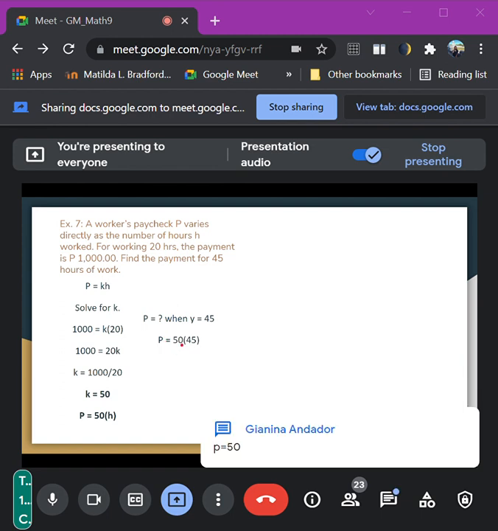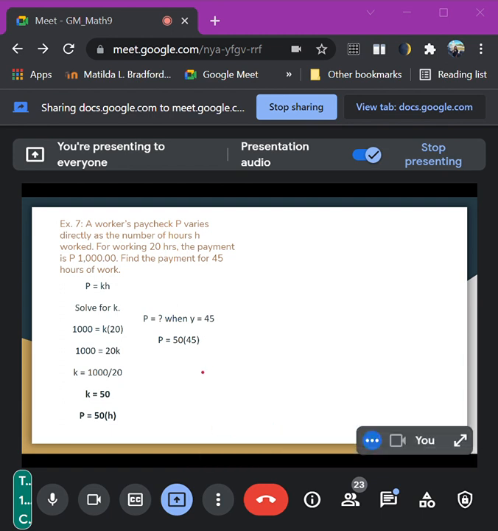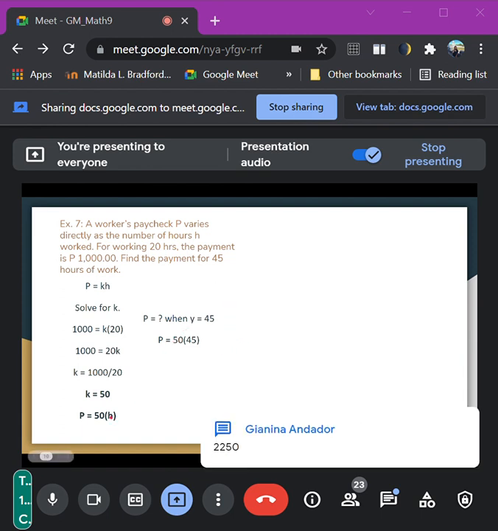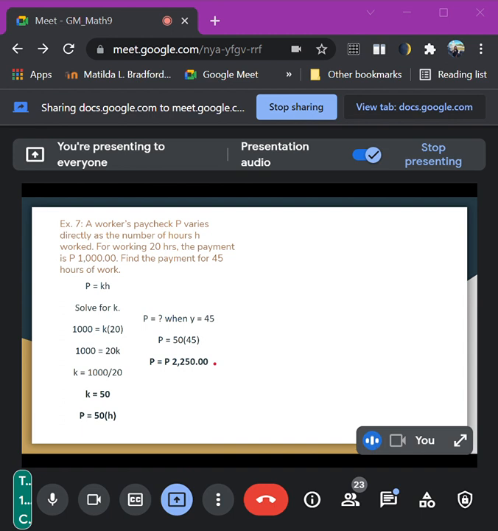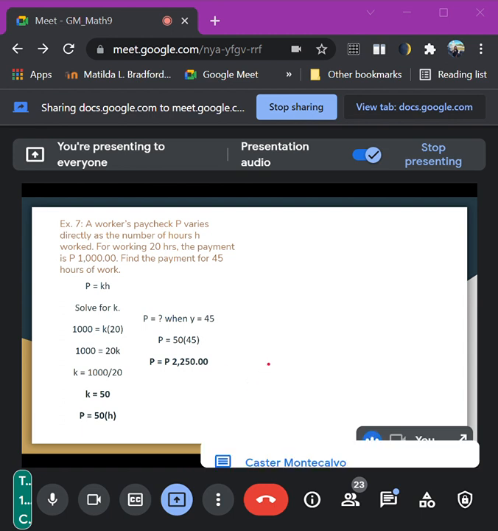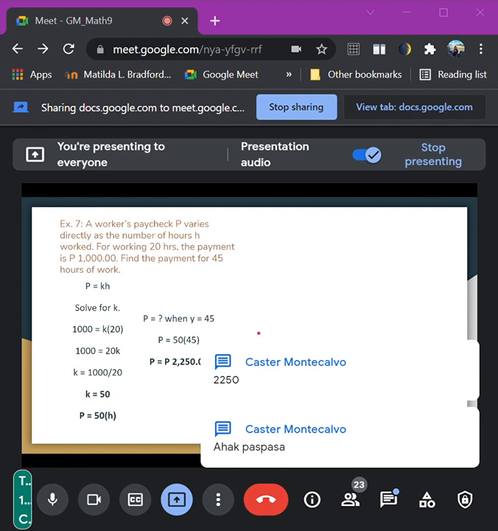So, 50, which is your constant, and then 45. So, pila iyang result, class? 50 times 45. H na siya kay hours man na siya. And then, you-substitute ra na siya diri. Okay, that is 2,250. So, meaning to say, a worker will receive 2,250 for working 45 hours.